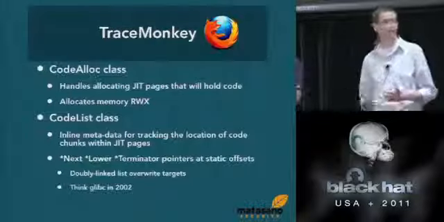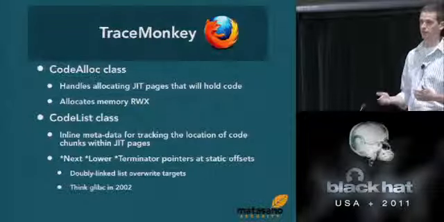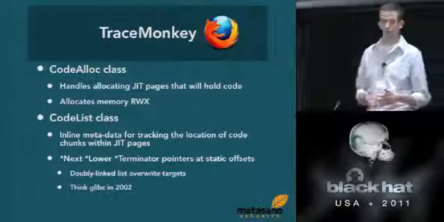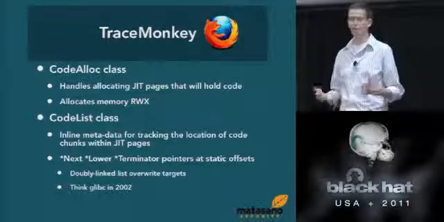There are 2 really interesting classes in TraceMonkey that handle the allocation of JIT pages that are going to hold native code. The first one is the codealloc class. What the codealloc class does is call low-level API calls on Windows and Linux.